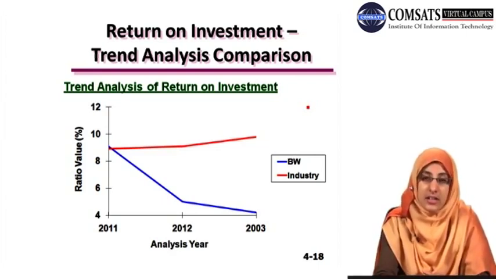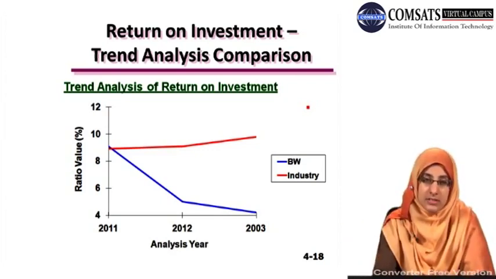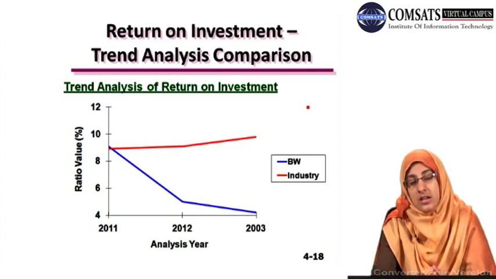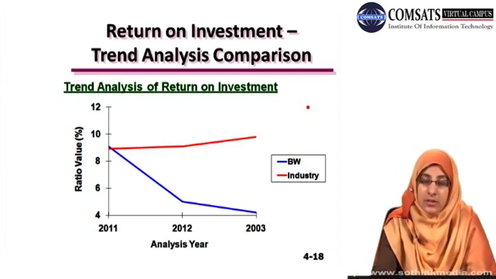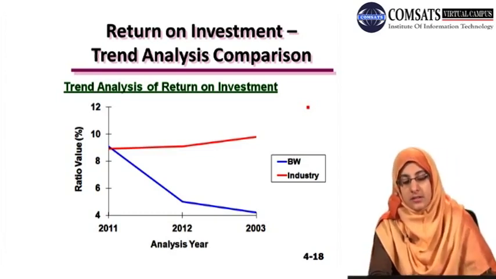So we can see that the trend analysis is also indicating a divergence, that they are very different from each other, and the company must have serious concerns about its profitability. The company has to take into account certain expenses and costs, and ask why the organization is not earning the profits needed to compete in its industry.